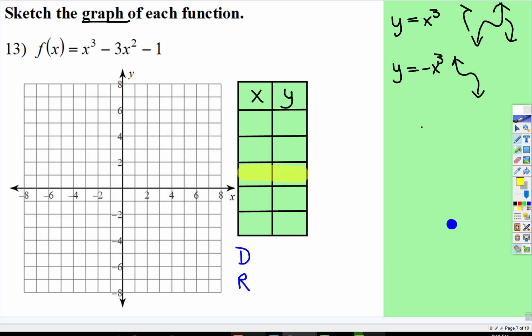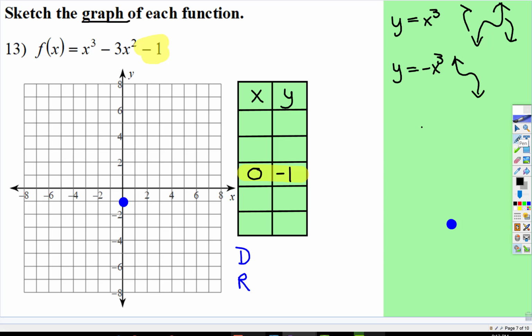So again, you want to identify where it touches the x-axis. So when x is 0, 0 cubed is 0, subtract 3 times 0 squared, that's 0. 0 subtract 1 is negative 1. Make sure those are all out in front. At 0, negative 1, we plot a point.